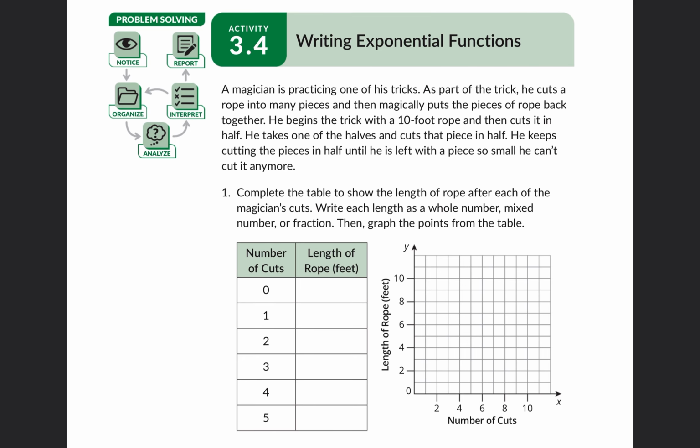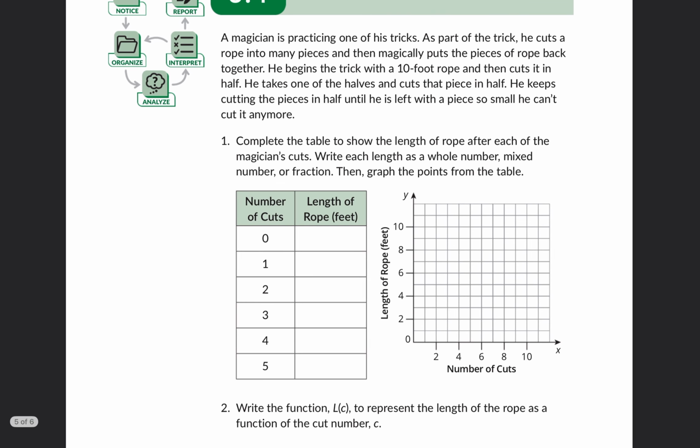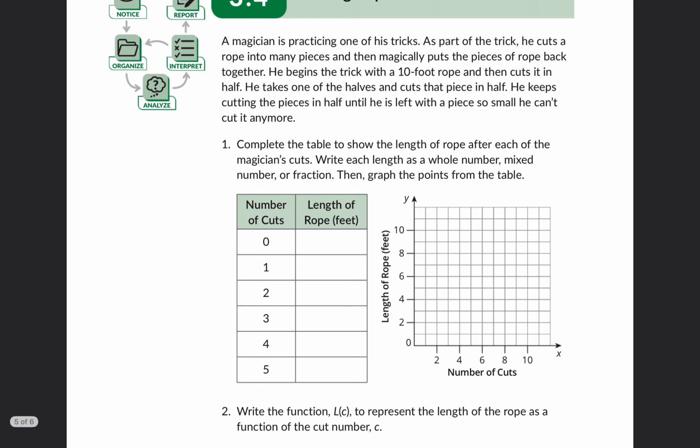Okay, now the last thing that you guys are going to do is we are going to go ahead and fill this out. It says a magician is practicing one of his tricks. As far as the trick, he cuts a rope into many pieces, puts it back together. He begins with a 10-foot rope. So because that's where he starts, your A is going to be 10, which is your y-intercept.